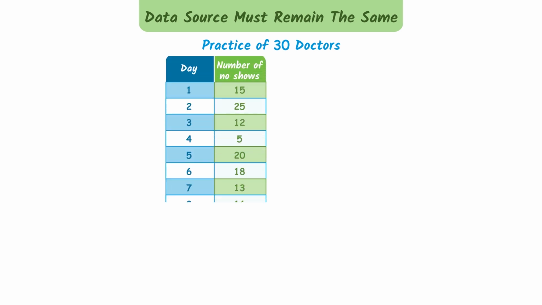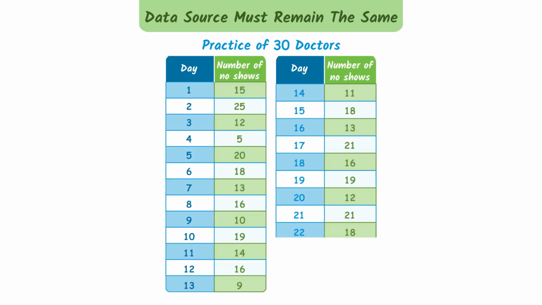Let's see, how does our data for patient no-show look like? This is the data for a group of 30 physicians recorded over 25 consecutive days. See, this is continuous data recorded from the same source. And this is very important. Data source must not change as it might compromise data integrity. Great, now we have the data. Let's move quickly to step number 2.